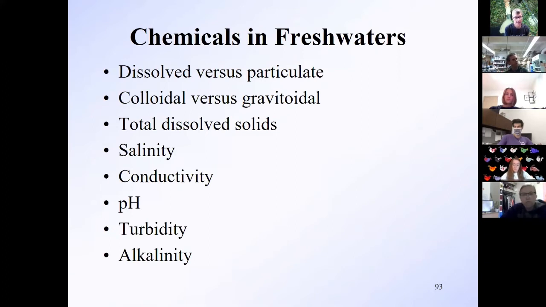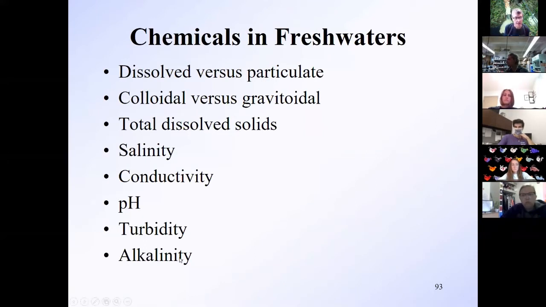Turbidity is the ability of water to absorb light, and we've talked about that already in the light chapter. That either can be organic particles such as algae, or it can be inorganic particles such as suspended solids. And so in addition to total dissolved solids, you can have total suspended solids. If you filter something out and weigh what's stuck on that filter, that'll give you suspended solids.